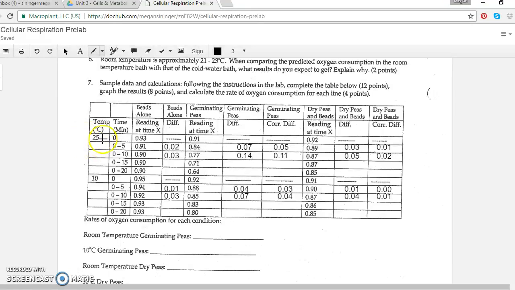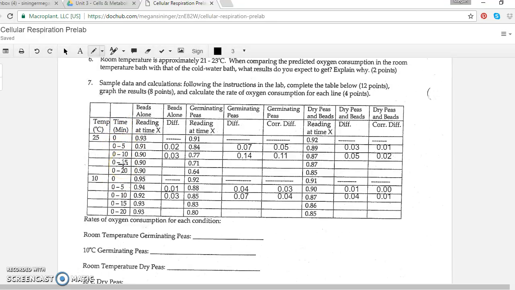Okay, let's get started. For the 25 degrees Celsius, you'll notice that you have readings for the beads alone, and this is just sample data, remember? So you have readings for the beads alone, which is just the glass beads, and then you have readings for the germinating peas, and then you have readings for the dry peas and beads. One thing I want to make sure that you're aware of and don't confuse is the time readings, because you have them down here: you've got 0, and then you've got 0 to 5, and then you have 0 to 10. I just wanted you to realize that this is cumulative now.